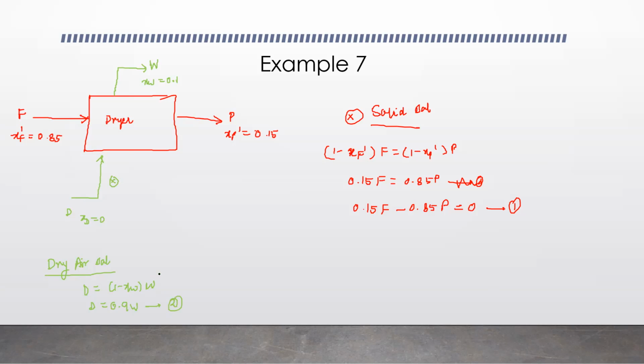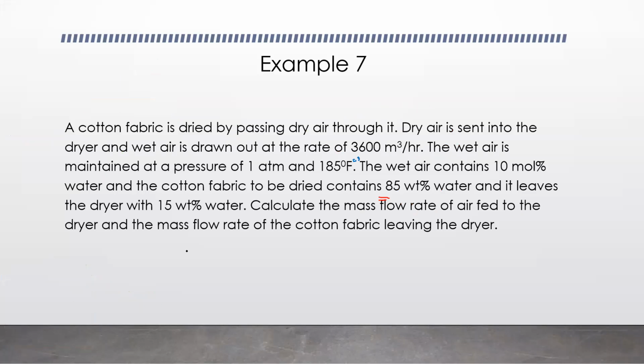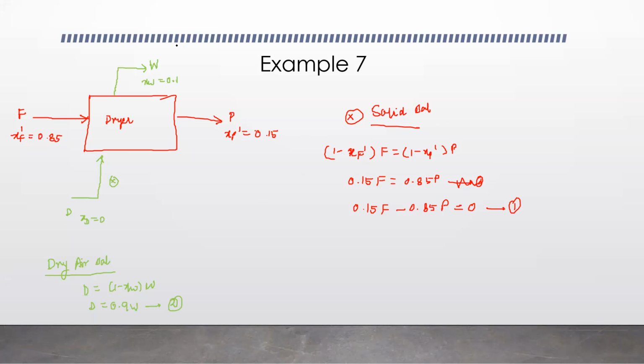Keep this in your mind. Now, about air, they have given us the information that air is moving out at a flow rate of 3600 meter cube per hour. So this is my volumetric flow rate of air. The pressure they have given as 1 atm, and the temperature we just saw, it would be 358 Kelvin. So we have pressure, volume and temperature, hence we get moles using the ideal gas equation.